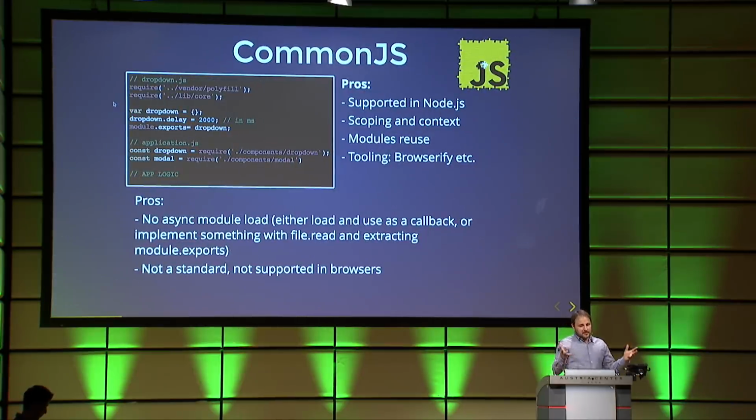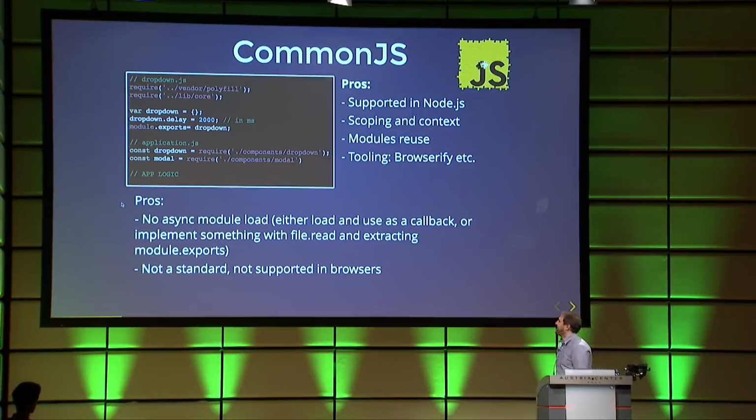CommonJS, wonderful. Node.js came and brought us all this syntax. We're still using this, require, and it is straightforward. As soon as I put require, I just require an additional module as a dependency. I'm saying invoke me, or just expose something, like dropdown from components dropdown. Much better, yeah? Pros: supported in Node.js. The big Node.js community is still using this and it works. Scoping and context were there, modules could be reused. Tooling, Browserify, Node.js, everything.